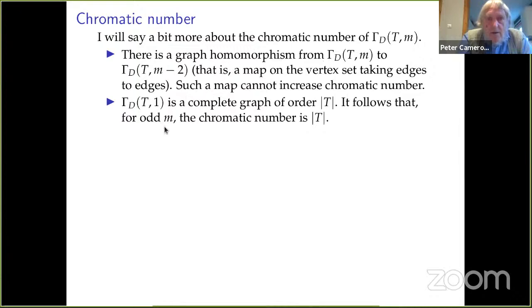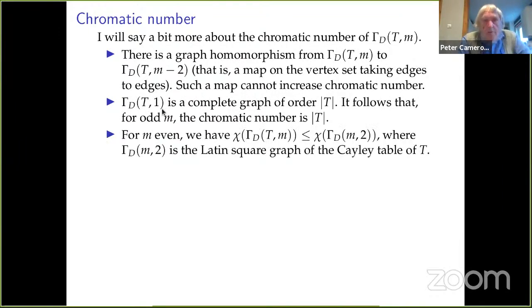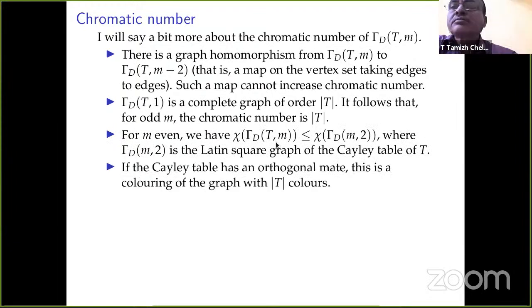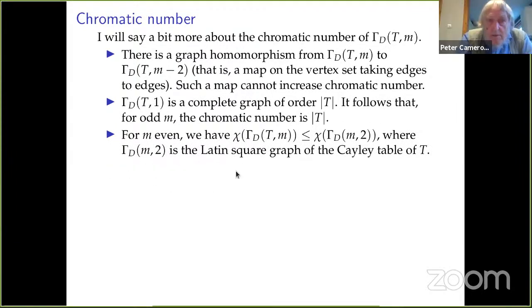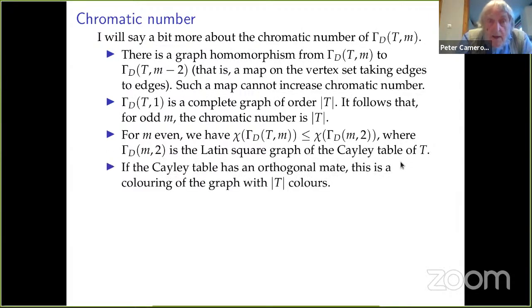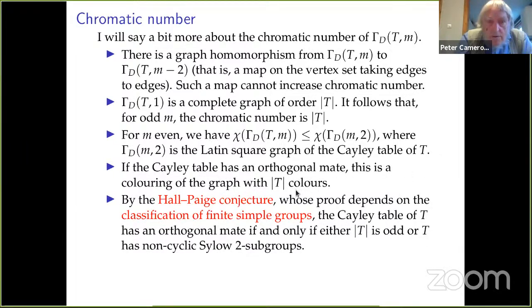So if M is odd, you can go all the way down to M equals one. And for M equals one, this graph is just a complete graph. So a complete graph has chromatic number M, so the same will be true in the diagonal graph. For M even, we can go all the way down to the base case, which will be M equals two, which is the Cayley table of the group T, the Latin square graph. And if the Cayley table has an orthogonal mate, that'll give you your coloring with the order of T colors, and so the chromatic number will be the order of T.